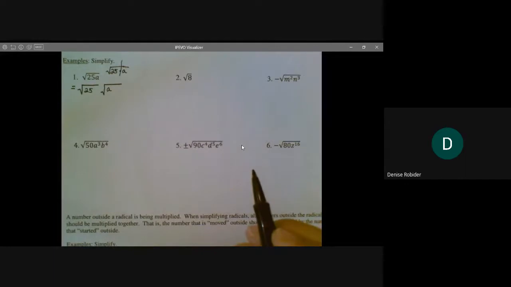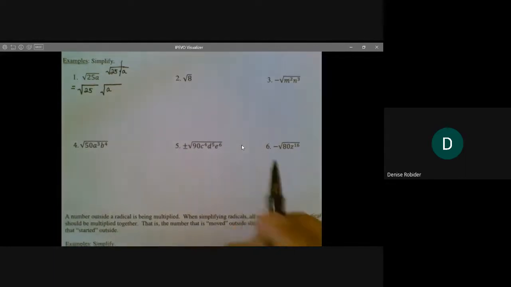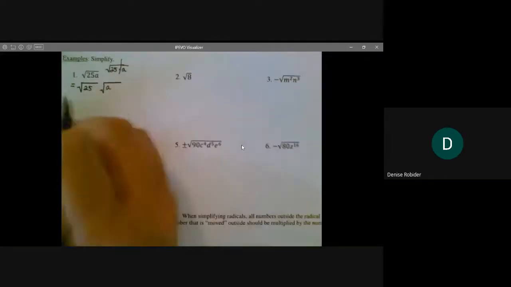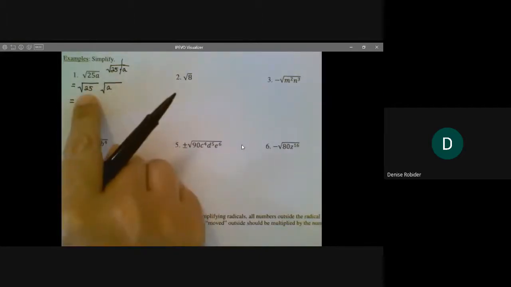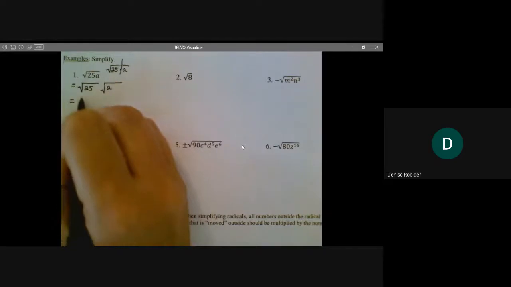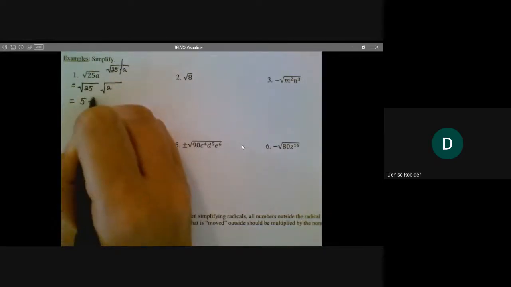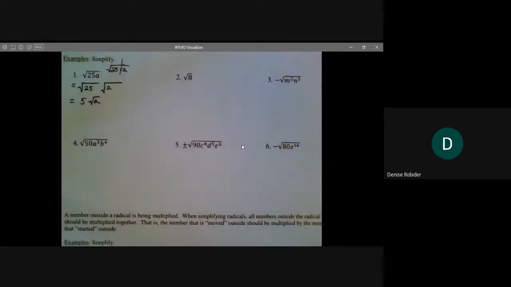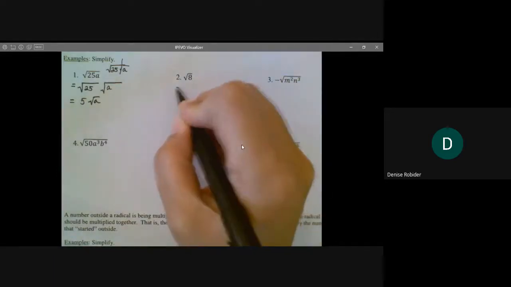So what I've done is I've separated the squares from the non-squares, the haves from the have-nots. Remember, this is the VIP. VIPs go up front. The rest of us common folk go behind. Square root of 25 is 5. The square root of a stays the square root of a. Okay? Let's look at this one.